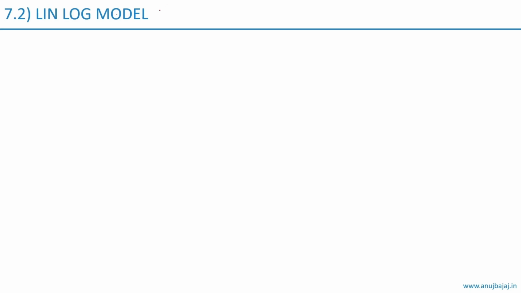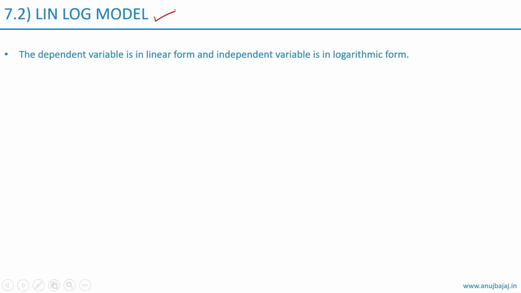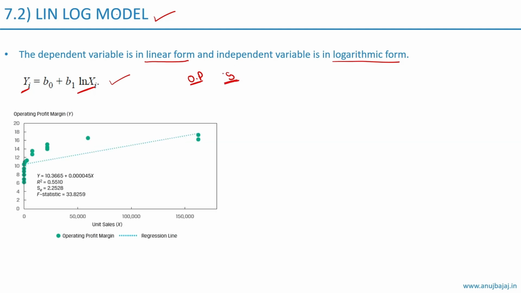The second model is the lin-log model. Here the dependent variable is in linear form and the independent variable is in logarithmic form. And this is the linear regression model where we establish a linear relationship between the linear dependent variable and the logarithmic independent variable. Let us take an example to understand this. Suppose an analyst is regressing the operating margin against the sales units. This is how the scatter plot looks, where on the x-axis we have the number of units sold and on the y-axis we have the operating profit margin.